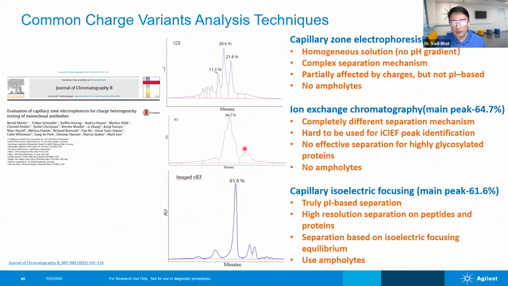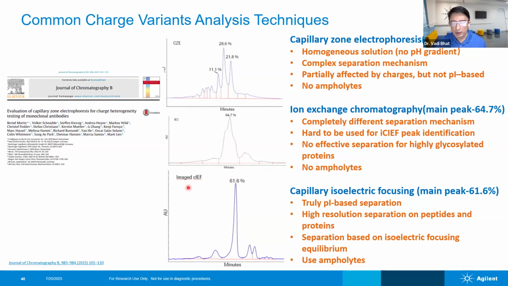Essentially, you can see this is from a publication published in 2015. If you look at the same protein analyzed in different ways, the CZE, that's capillary zone electrophoresis, how it looks like. The main peak shows at 28.6%, where you don't use any ampholytes. Then if you use the traditional ion exchange chromatography, we can see the main peak is around 64%, but it's not very clear.